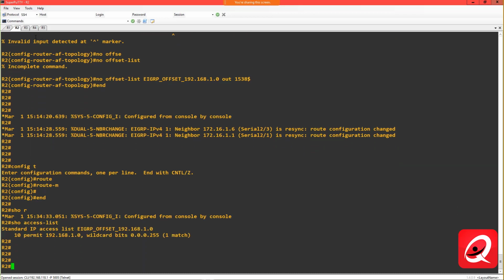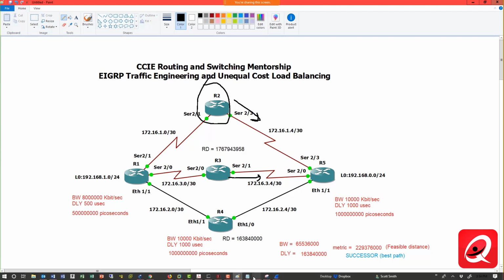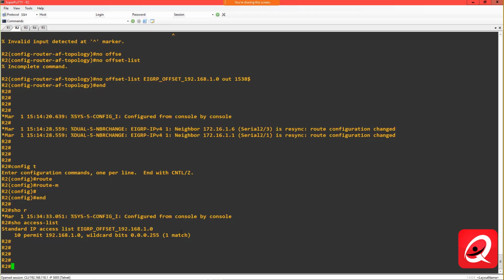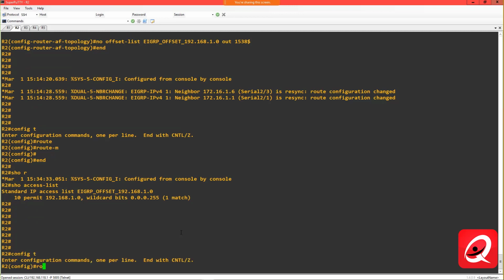Okay, so we'll use router 2 to manipulate the value. We're still on router 2 here, and again, the goal is to make whatever we're sending out to router 5 look better so that it becomes a feasible successor. I thought, well, I could do an offset list, but an offset list will only allow us to add to the metric. It won't allow us to decrease from the metric. So what we could do is create a route map.